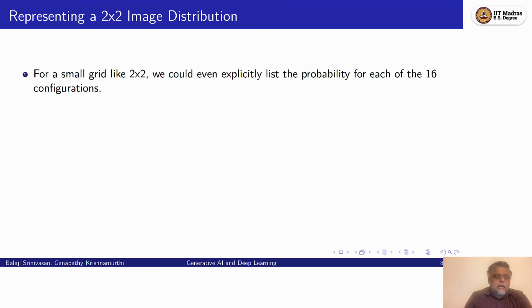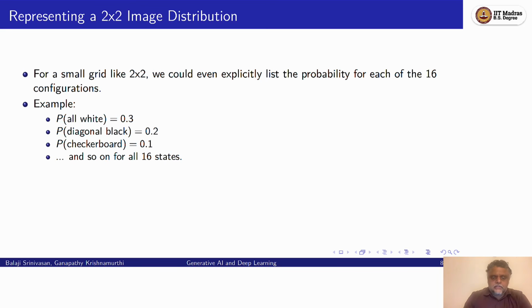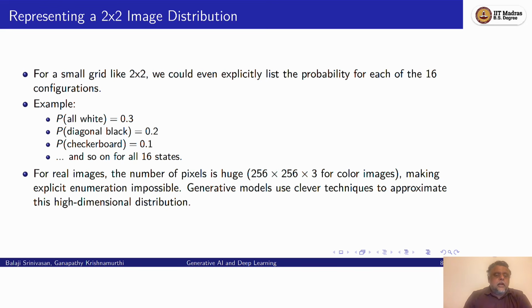For a small grid like 2x2, we can explicitly enumerate the probabilities for each of the 16 configurations. For instance, all white is 0.3, even diagonal black is 0.2, checkerboard pattern is 0.1, and so on for all the 16 states. This is possible primarily because it's 2x2, a very small image, and there are only 2 possibilities for every pixel.